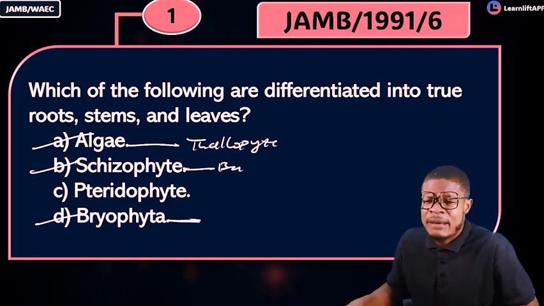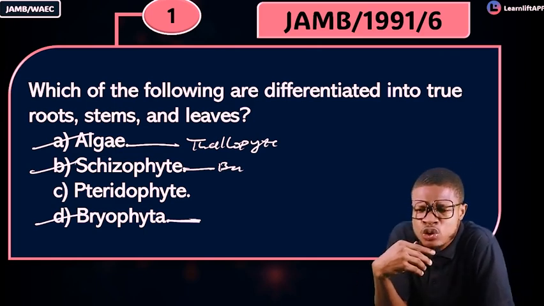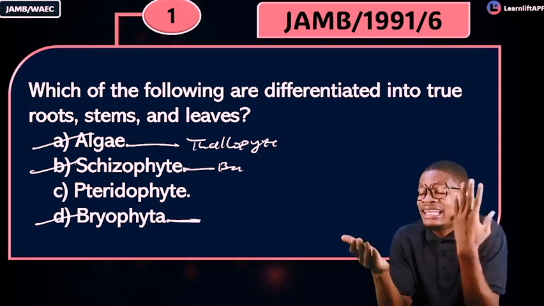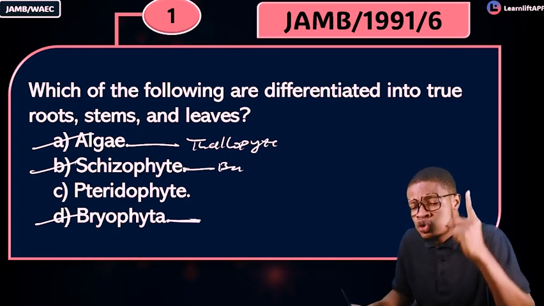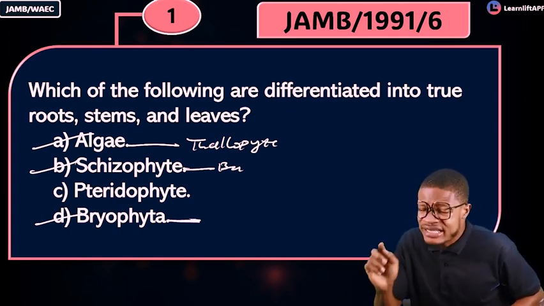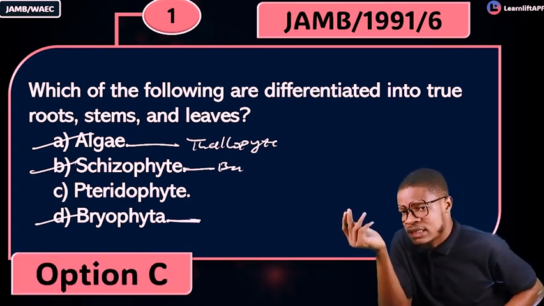And because they lack vascular bundles, they are not differentiated into true root, true stem, and true leaves. They lack true root, true stem, true leaves. The ones that have true roots, true stem, and true leaves are the what? Pteridophytes. Making option C the correct answer.